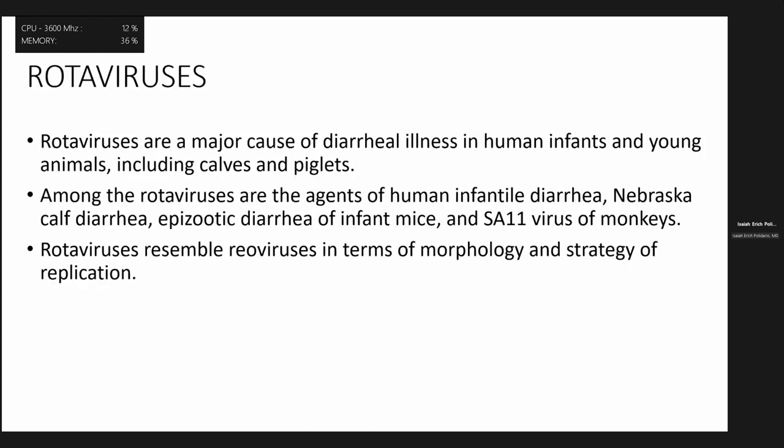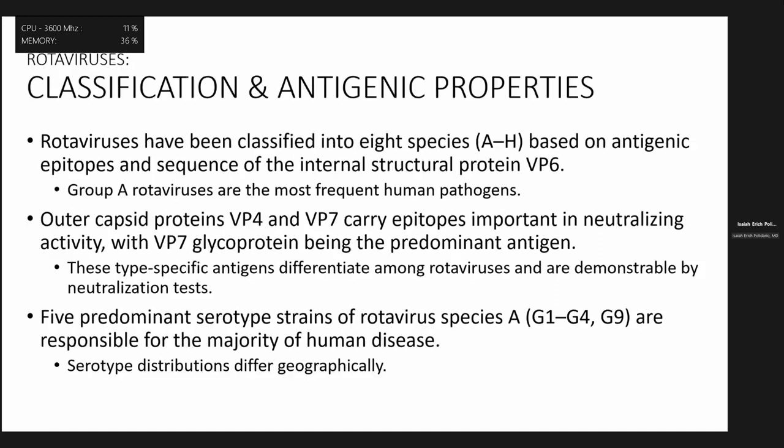Now, rotaviruses are a major cause of diarrheal illness in human infants and young animals, which includes calves and piglets. But it doesn't mean that they will not infect adult humans and animals, because infections in adults are also common. Among the rotaviruses are the agents of human infantile diarrhea, Nebraska calf diarrhea, epizootic diarrhea of infant mice, and the SA11 virus of monkeys. Rotaviruses resemble reoviruses in terms of morphology and strategy of replication.